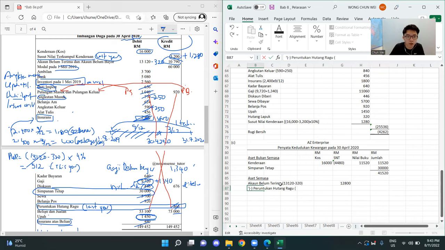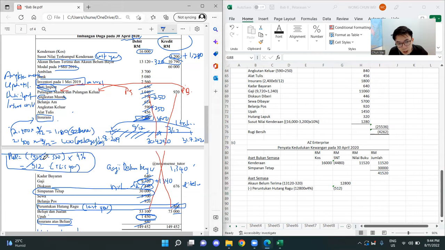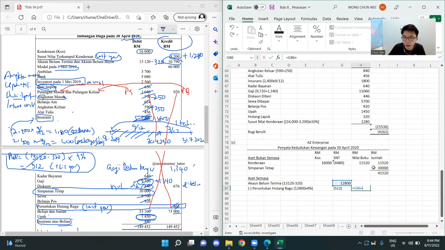If you want, you can actually show it. We are actually using 13,120 or this ABT figure, correct or not? We are using the ABT per se, 12,800 times the 4% from the question. So you get 512, and this is a minus in brackets. Because, can you see it working here? The PHR, 13,120 minus 320. So it's actually the same thing. It's actually ABT per se. So if you minus, you get 12,800. That's why it is still 12,800 times 4%, you will get 512 as well. So after you minus, you put here. So you use this one, 12,800 minus your peruntukan hutang ragu, you get 12,288. So that would be your ABT. All right, so make sure always when you have a PHR, you have to minus it out from your ABT.